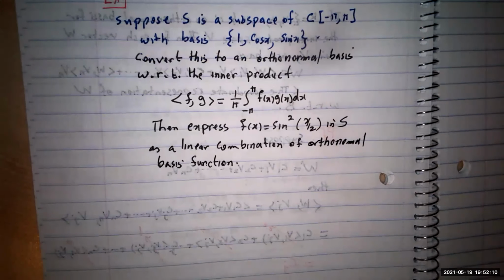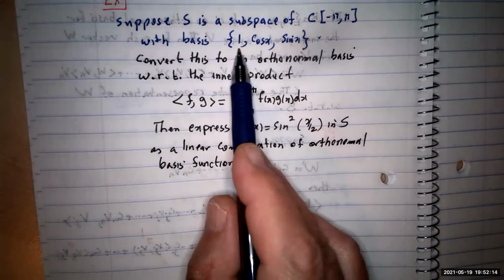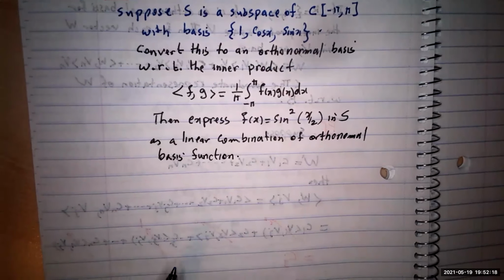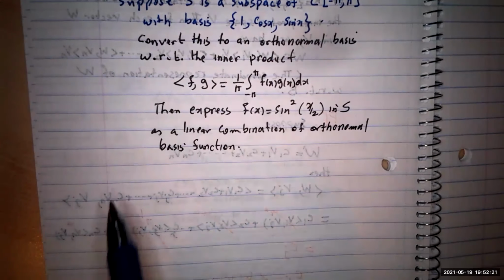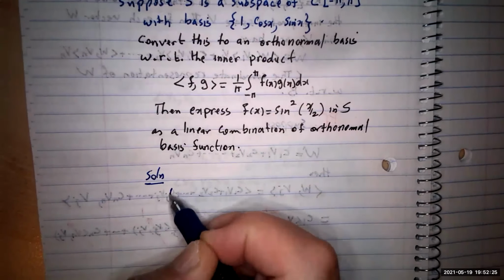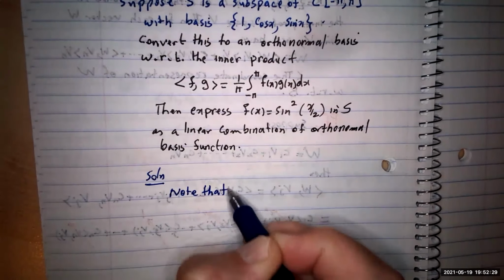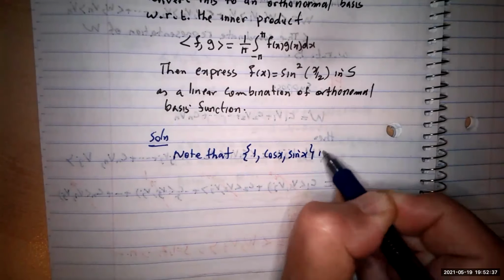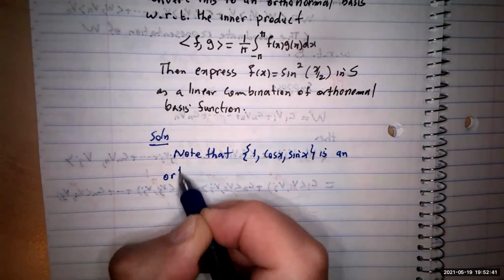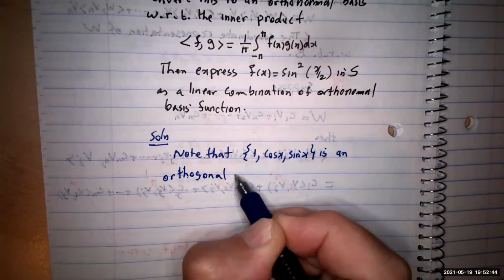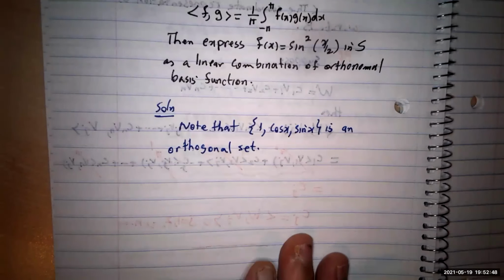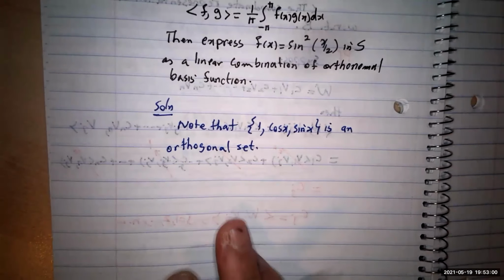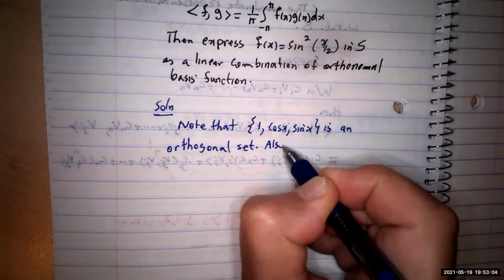So we already proved that this is an orthogonal set, remember? We proved that one, we just check to see if it's orthonormal. So the solution is: we note that the set 1, cosine of x, sine x is just an orthogonal set. We already proved that. So we just check to see if they are unit vectors, so you check their norm.